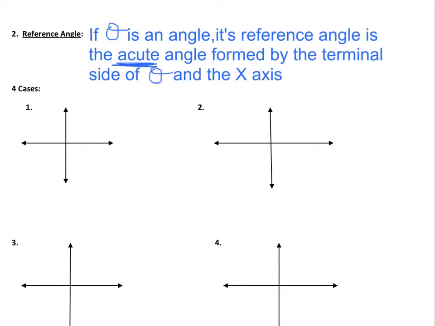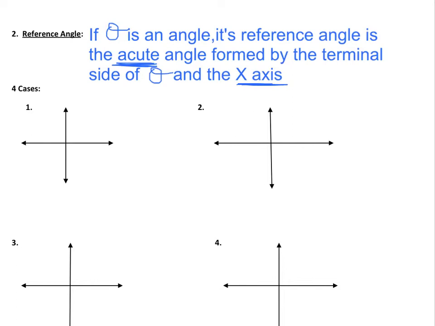Okay, first thing you do, just take down the definition right here. If theta is an angle, its reference angle is the acute angle formed by the terminal side of theta and the x-axis. So let me underline that too, x-axis. When you find a reference angle, it is in between 0 and 90 degrees. If it's in radians, then it's in between 0 and pi over 2.